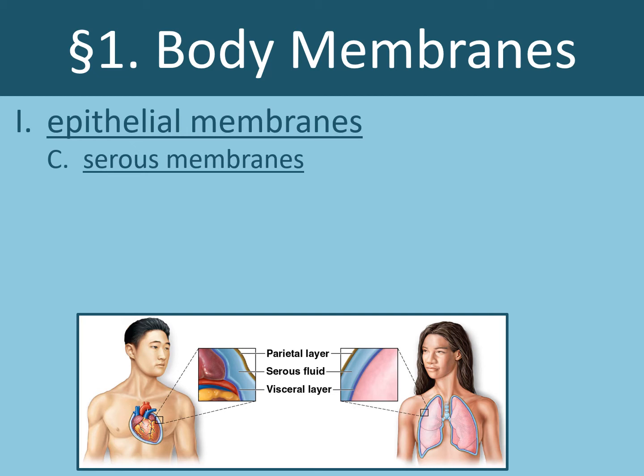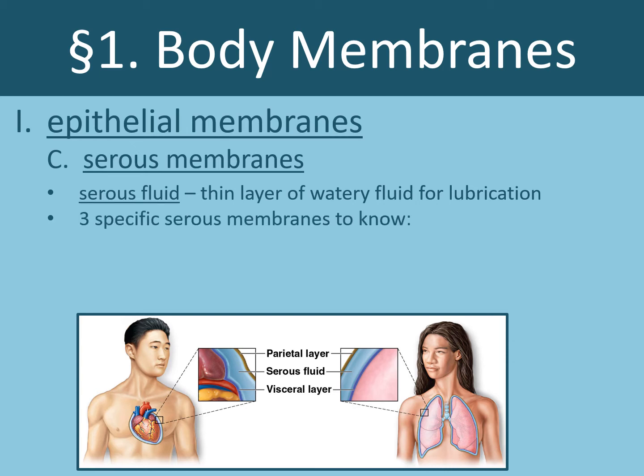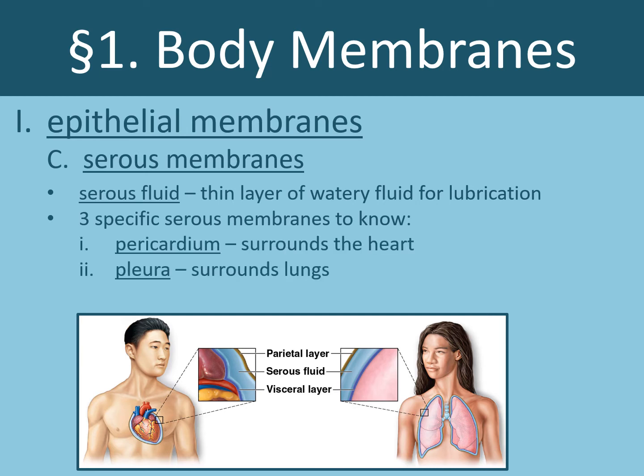Our internal organs come in contact with the organs around them and the wall of the cavity in which they're located. They need to be able to move against these structures with very little friction. That's the function of the serous fluid. It's a thin layer of watery fluid located between the parietal and visceral layers and is used for lubrication. There are three specific serous membranes to know: the pericardium, which surrounds the heart, the pleura, which surrounds our lungs, and the peritoneum, which lines the abdominal cavity. In the picture below, you can see the pericardium and pleura.